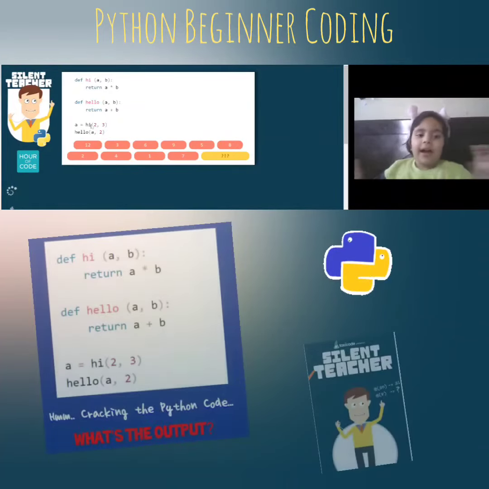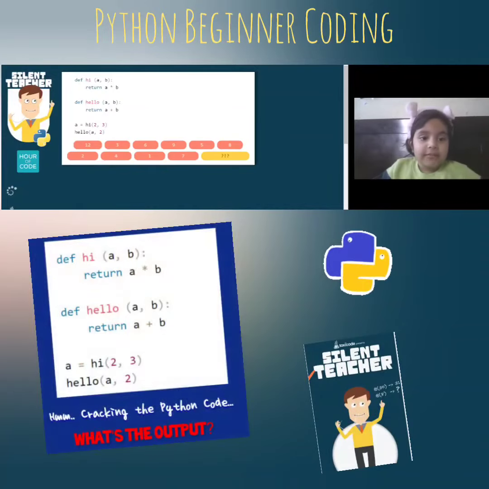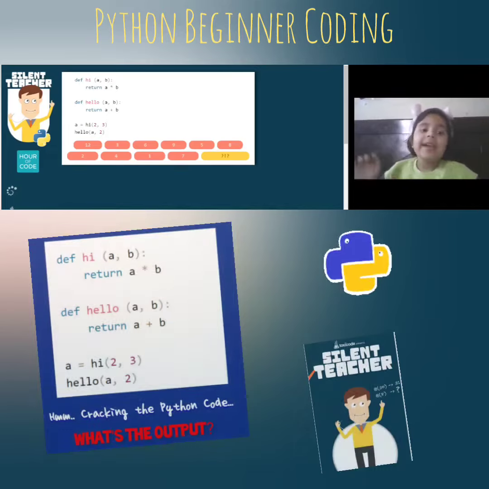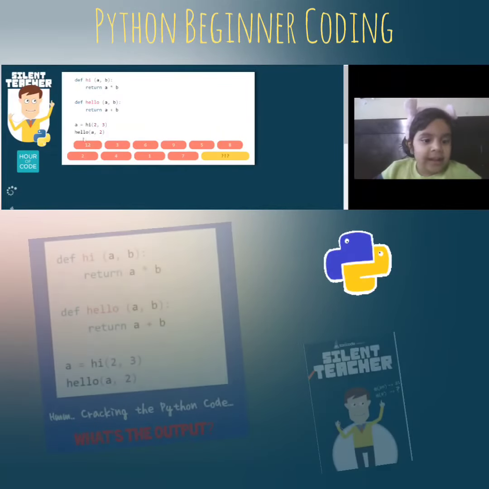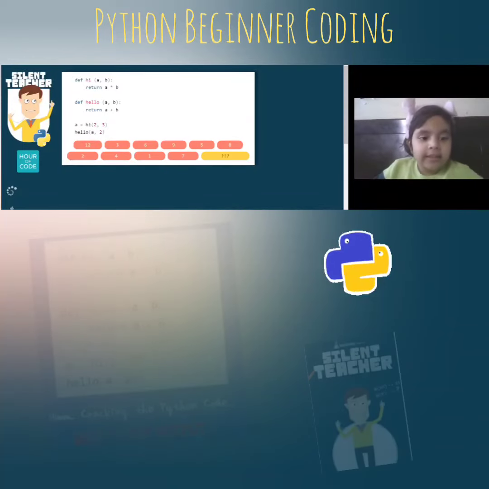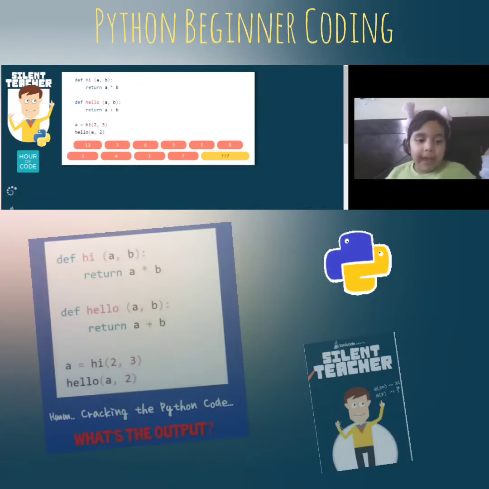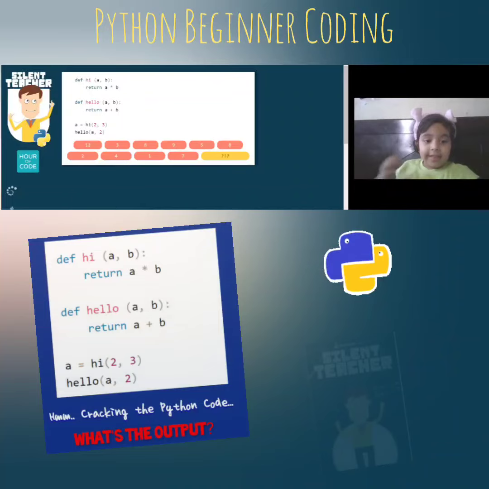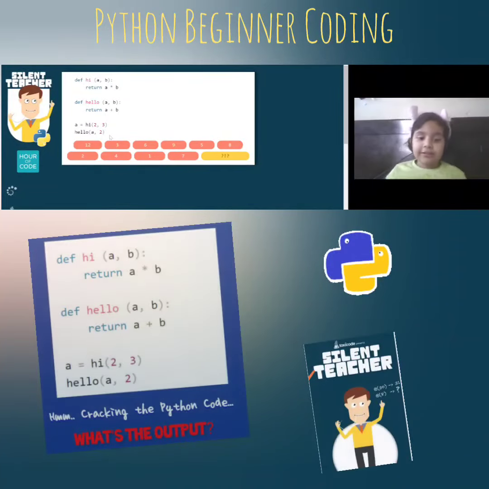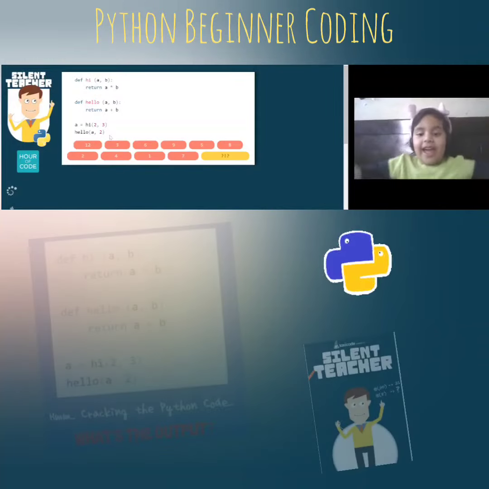So hi is 2 and 3. So if we put 2 and 3 here, we would know that 2 times 3 is 6. But in hello, it's asking for what we got the answer from A. So it was 6. So we are gonna add 6 and 2, and our answer is 8.